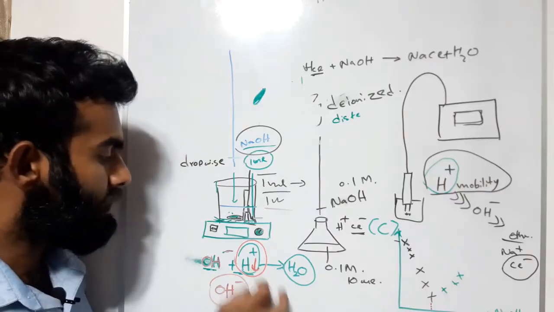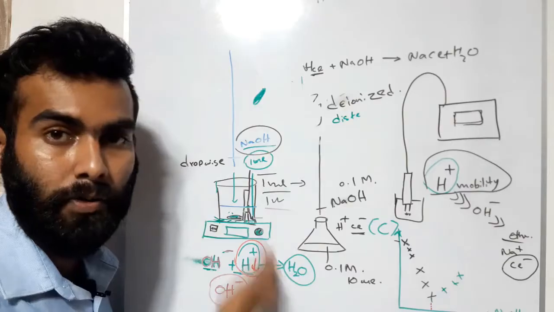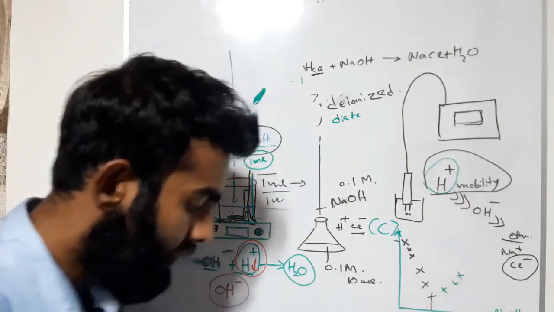ඒ මොකද වෙන්නේ? H plus ඔක්කොම react කරලා ඉවරයි. දැන් reaction mixture එකේ ඉන්නේ OH minus. අපි වැඩිපුර දානවා sodium hydroxide උඩින්. දැන් ඉන්නේ OH minus. Because of OH minus, again the graph will increase.